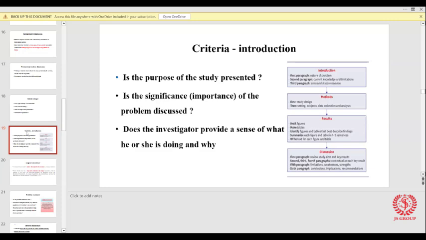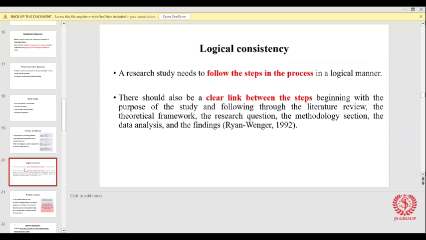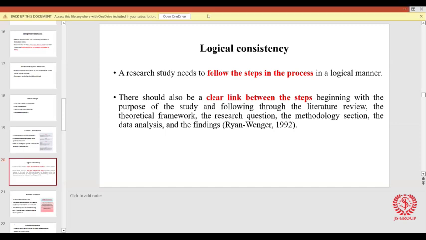Next, logical consistency. Next slide. Logical consistency means the researcher should follow the steps in the process in a logical sequence, a clear link between the steps. For example, the introduction chapter, followed by the objectives of the study and hypothesis of the study. Then literature review, theoretical framework, research question, methodology section, data analysis, then findings. Afterwards, discussion, and finally conclusion and summary. So while writing the research report, whether the researcher followed all the logical consistency or not, that we can check.